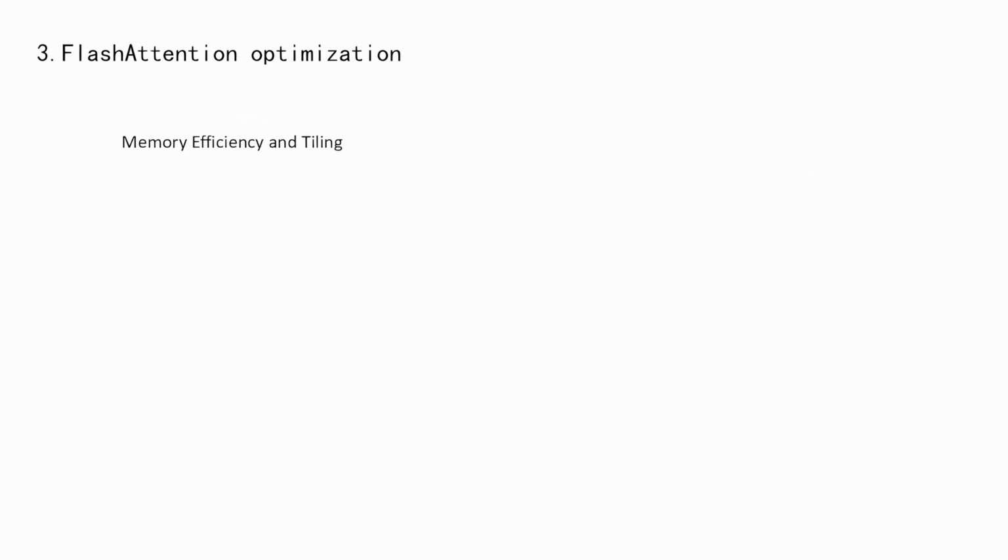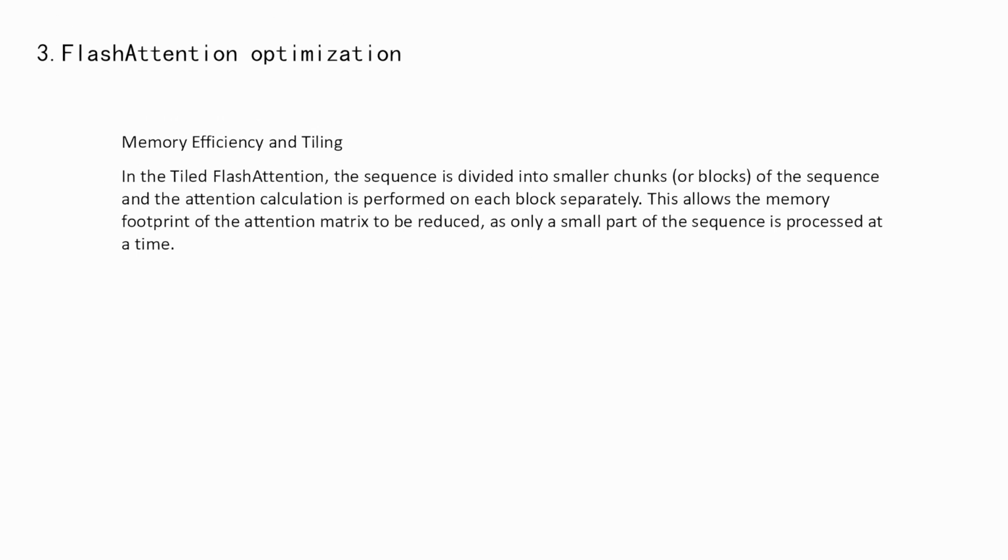2. Memory efficiency and tiling. The standard attention mechanism, while computationally efficient, can consume a lot of memory, especially for long sequences. FlashAttention introduces a technique called tiling to improve memory efficiency. In the tiled FlashAttention, the sequence is divided into smaller chunks, or blocks, of the sequence, and the attention calculation is performed on each block separately.